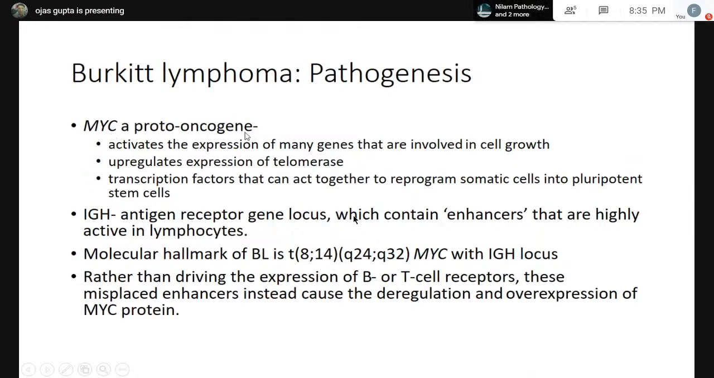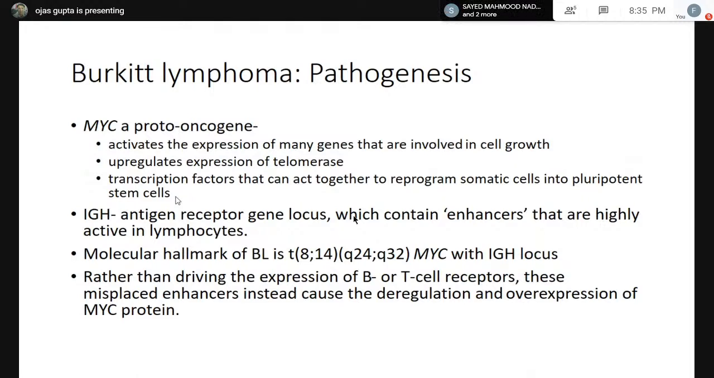So let's see about the MYC gene. MYC is a proto-oncogene. It's important in the case of Burkitt lymphoma and others. It activates the expression of many genes that are involved in cell growth. It upregulates the expression of telomerase and transcription factors that can act together to reprogram somatic cells into pluripotent stem cells.